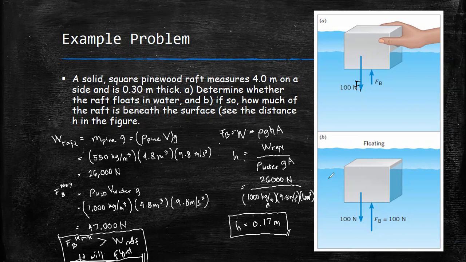So just imagine that the given thickness is 0.30, and this surface is a square which has a side of 4 meter. So this area, which is also the same surface area underneath, will experience the buoyant force.